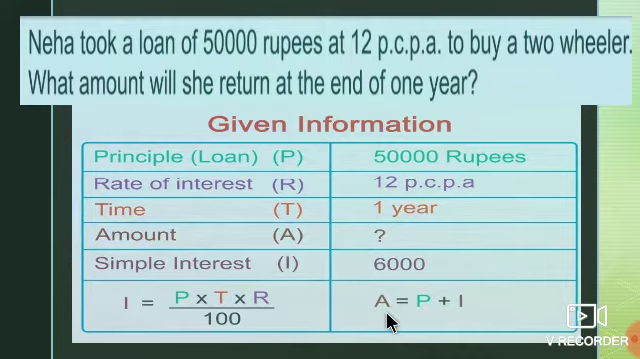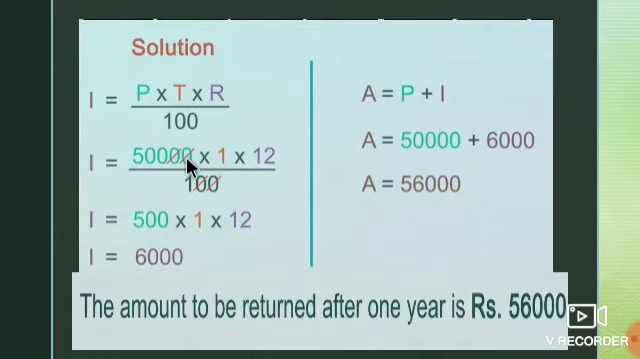You know the formula of the amount is principal plus interest, and the formula of the interest is P into T into R upon 100. Now let's put these values in the formula of the interest. First, we should find out the interest and then we can find out the amount. So let's find the interest first: 50,000 into 1 into 12. After calculating it, you will get 6,000.